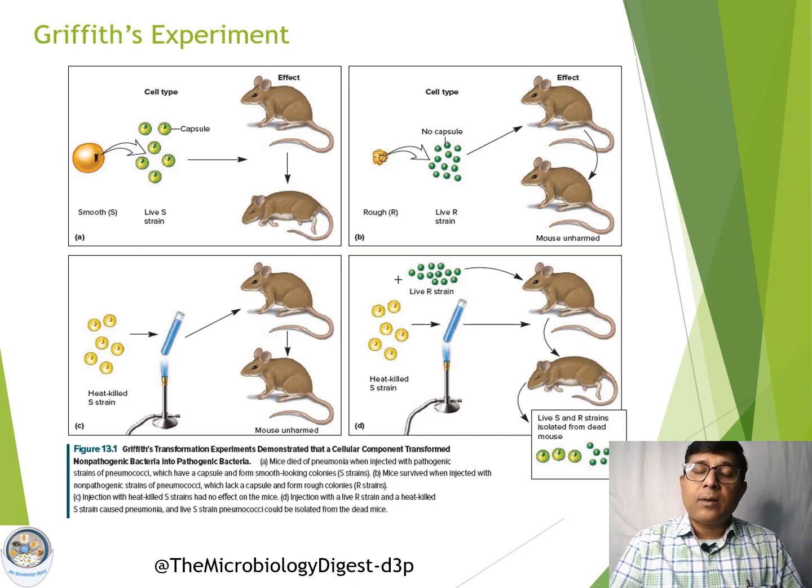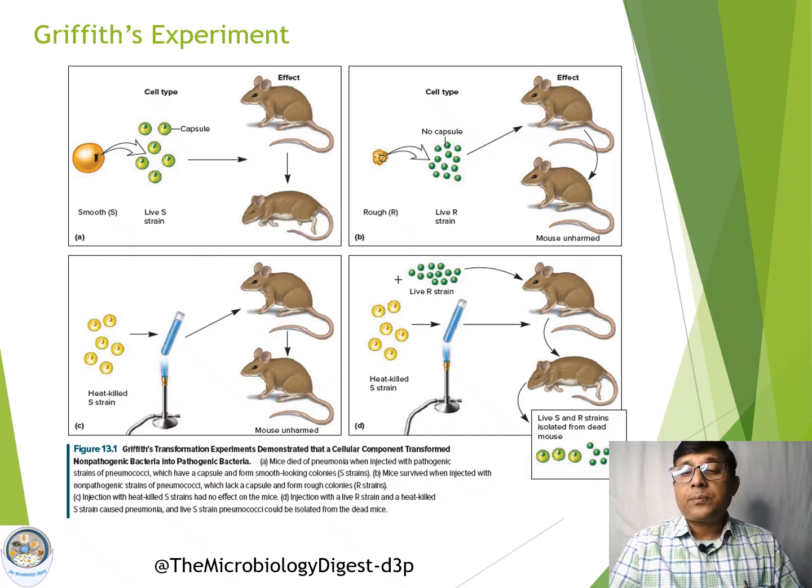So why did it occur? He concluded that normally, these virulent organisms were heat killed in the last phase. Virulent organisms were heat killed, they should not cause death of the mice. Only the avirulent strain, that is the rough strain, was live, and it cannot cause disease or death of the mice. But here, as both the virulent and avirulent strains were mixed, there is death of the mice.